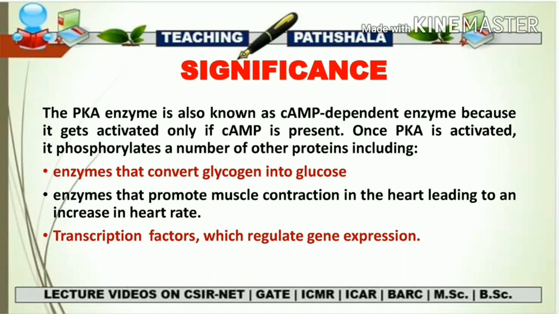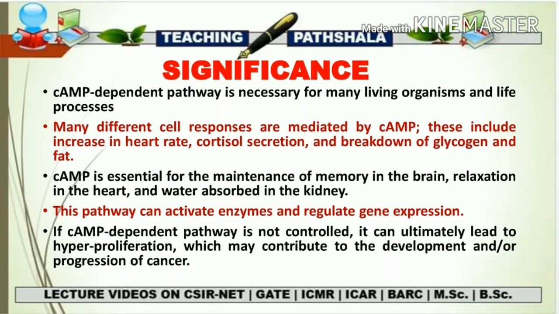The first pathway includes the conversion of glycogen into glucose, and in this pathway also PKA is playing an important role. After activation, PKA may migrate to other pathways like glycogen to glucose conversion. Second is the enzyme that promotes muscle contraction in the heart, leading to an increased heart rate. The third point is that it will act as a transcription factor which regulates gene expression.